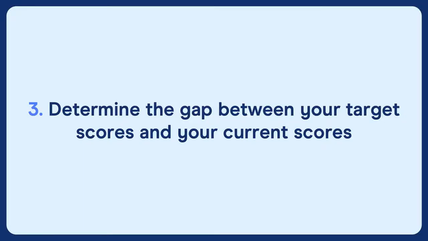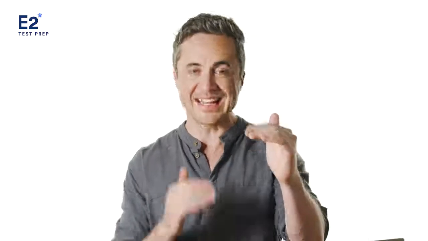Third, determine the gap between your target scores and your current scores. This is your major aim, to close this gap. So once you know your target scores and your current scores, you'll then know the gap between the two, and your aim will be to close the gap between your current scores and your target scores.